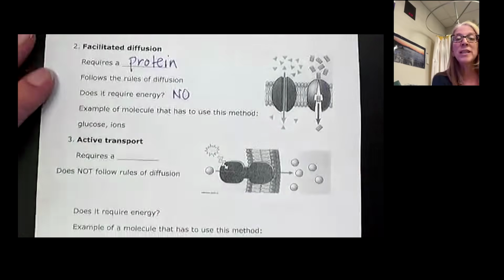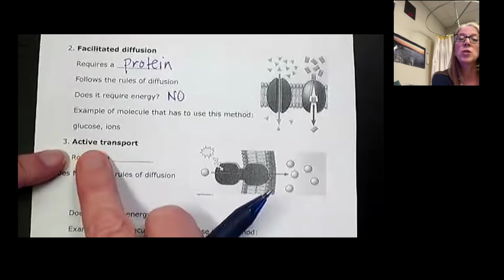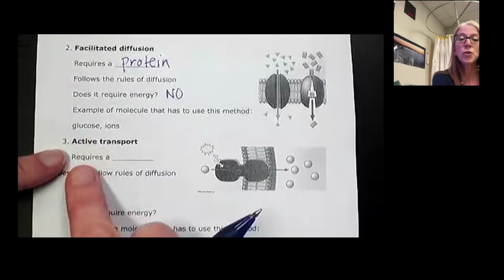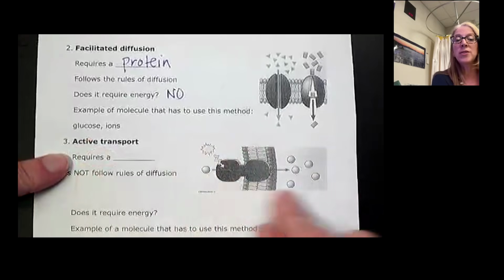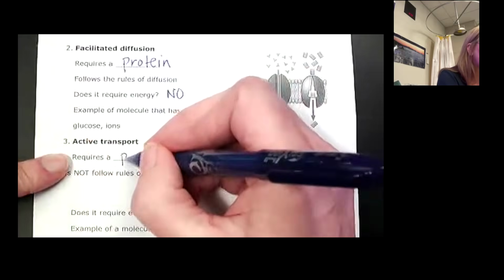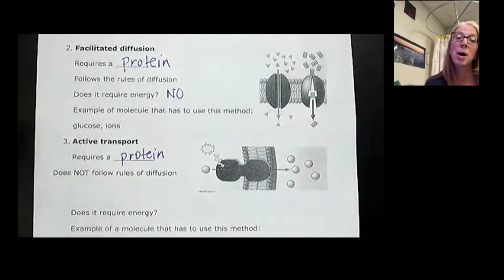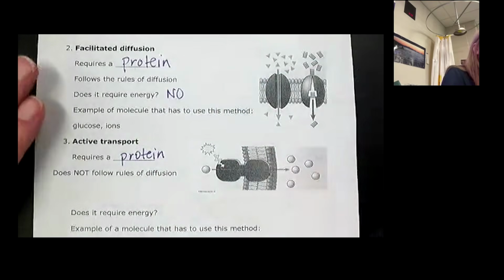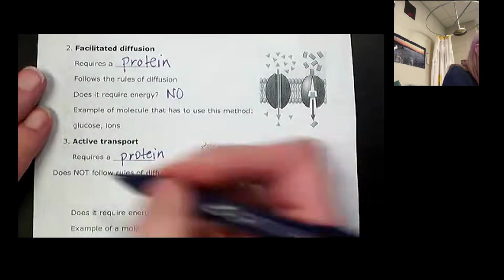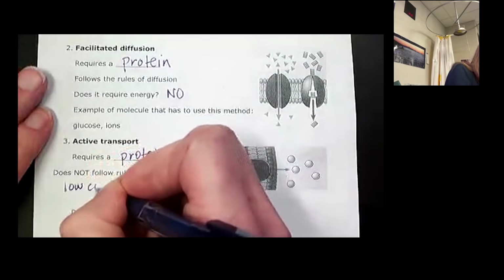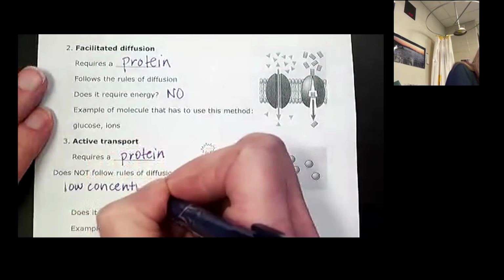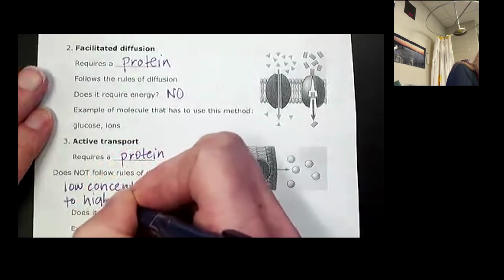And then finally, we go to our active transport. These ones require energy. So active transport, in this case, requires a protein. Sometimes we call these a protein pump because it requires energy, because it's going against the concentration gradient. So you have molecules flowing from low concentration to high concentration.